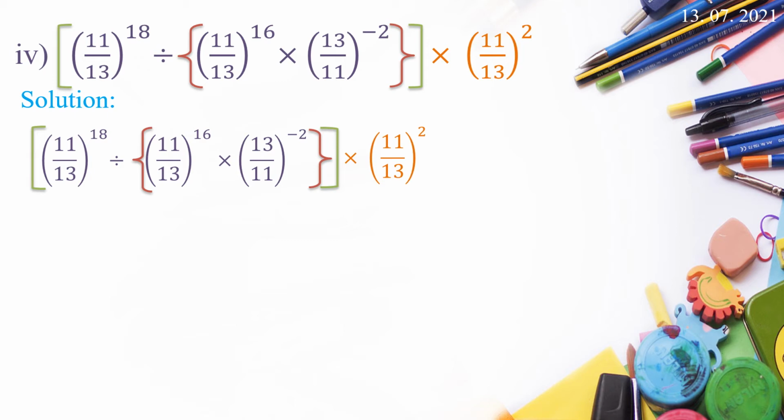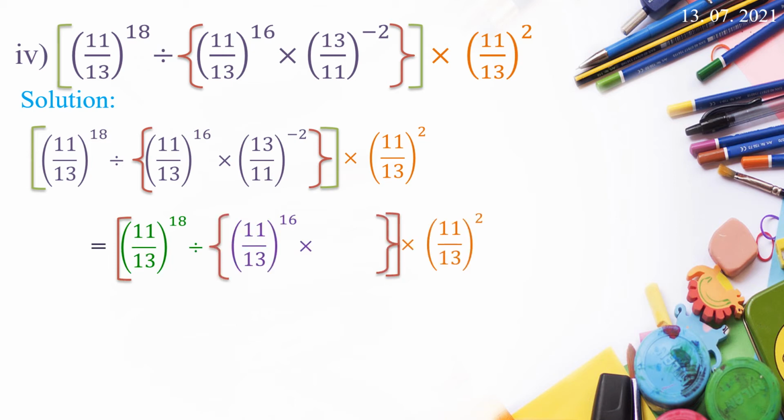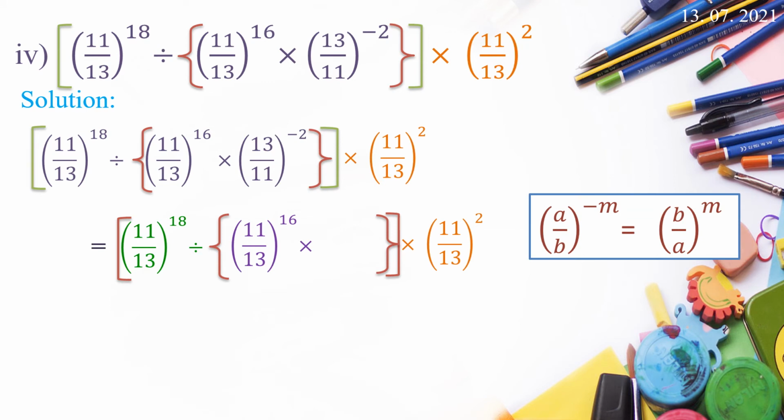Inside the bracket, one of the fractions has a negative exponent. First we have to convert it into positive to simplify. So the sum becomes 11 by 13 whole power 18 into 11 by 13 whole power 16. Let us convert this negative exponent using the formula a by b whole power minus m is equal to b by a whole power m. The formula is the law. Okay. Using this, we can convert 13 by 11 whole power minus 2 to 11 by 13 whole squared. And outside the bracket, we have 11 by 13 whole squared.